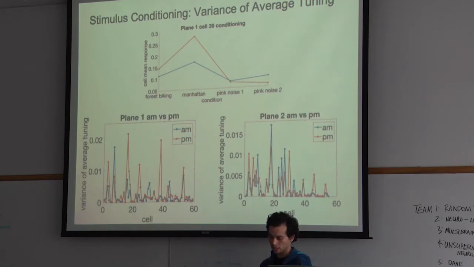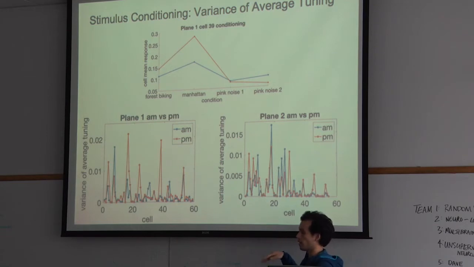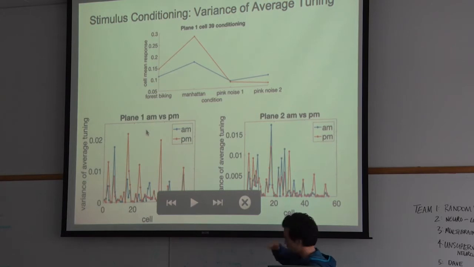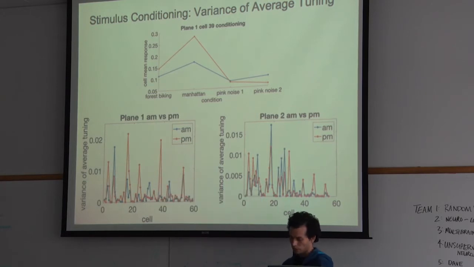We next looked at the mean response, but this time separated by each of the conditions that we had. So this is sort of like a tuning curve. We're looking at the stimulus conditioning with a very simple measure: what's the variability of this tuning curve, so how much is it modulating? I have data from both planes here, plane one and plane two. These are the two layers, at different heights. We do observe that many of the cells we're tracking show more modulation for PM compared to AM.